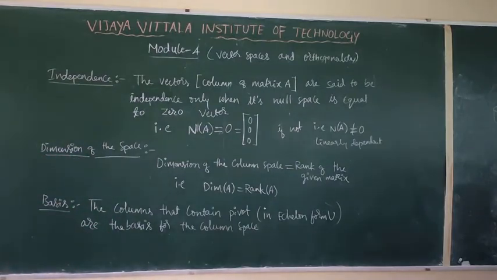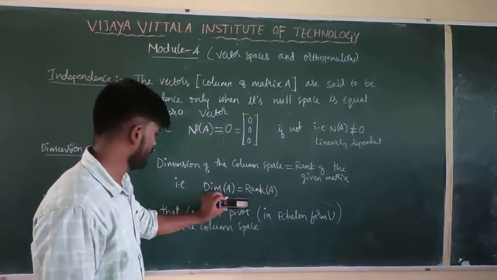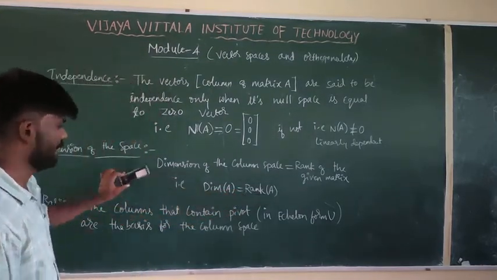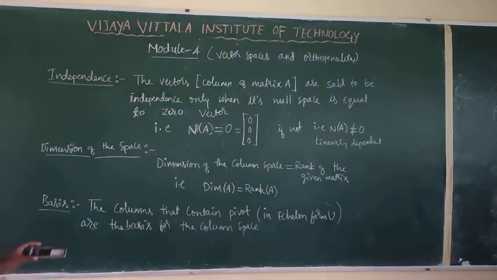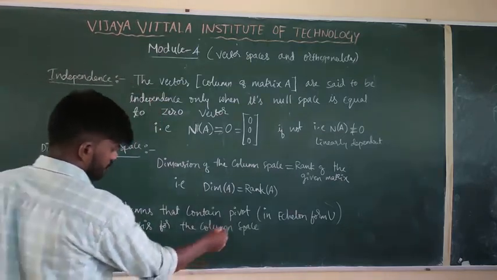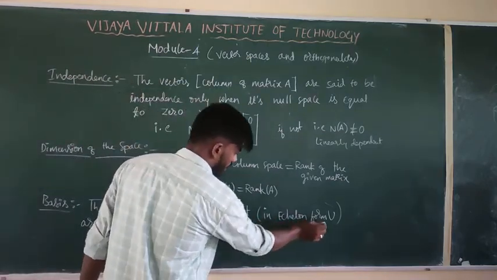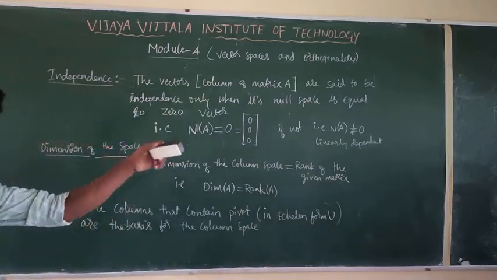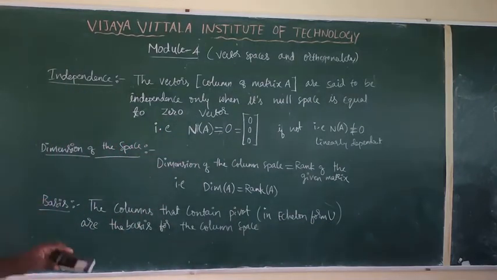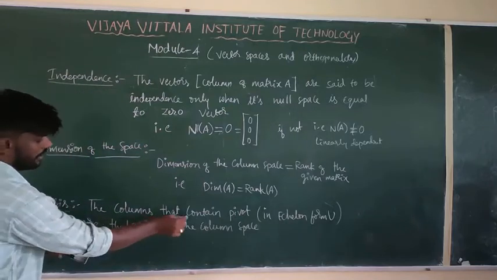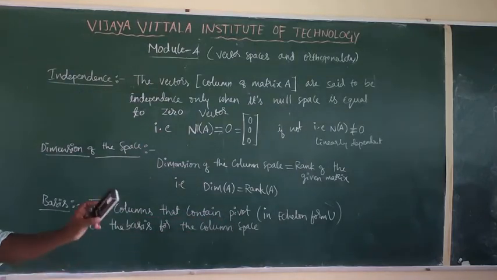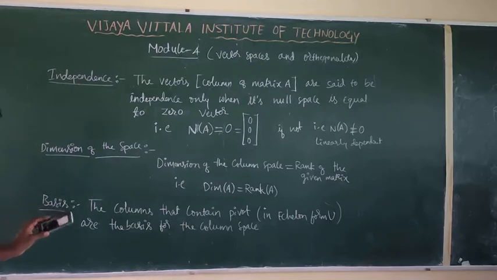Next, the dimension of this space. Here we consider the rank of the matrix A as the dimension of the matrix A. Okay. Basis: the columns that contain pivots in the echelon form U, after reducing the matrix to echelon form, are the basis for the column space. The corresponding columns in the given matrix form a basis for the space.